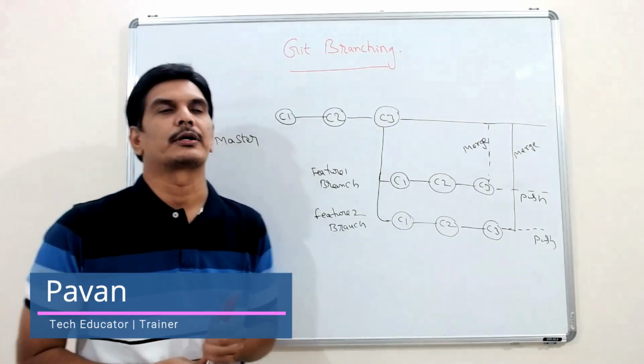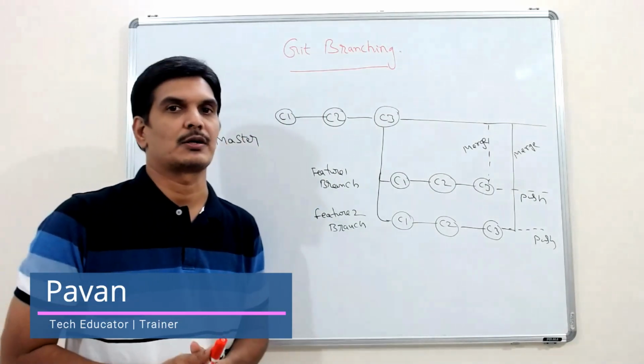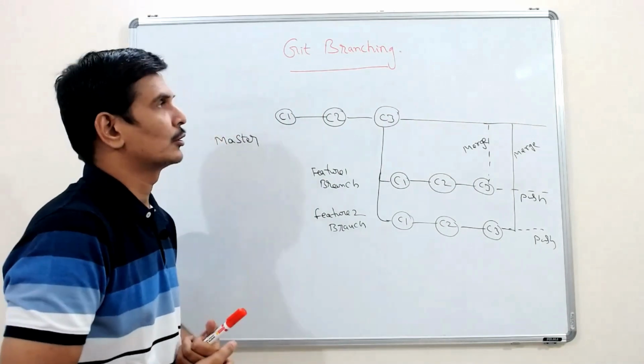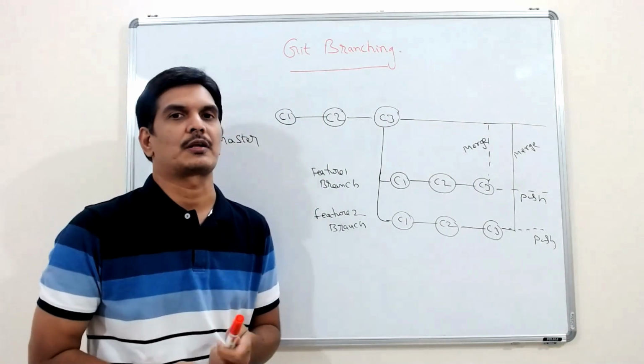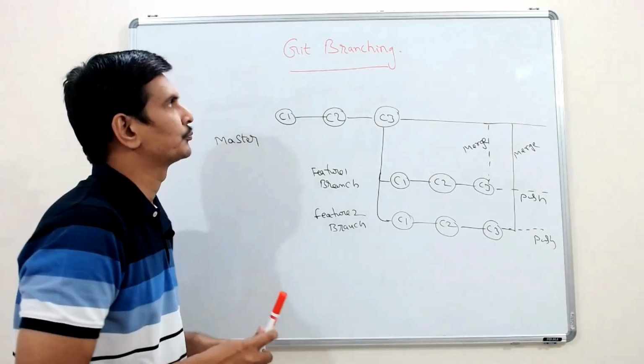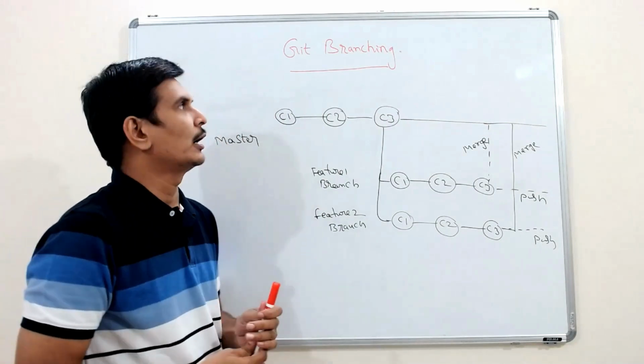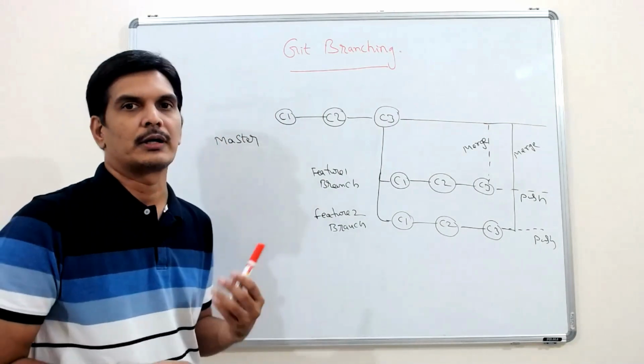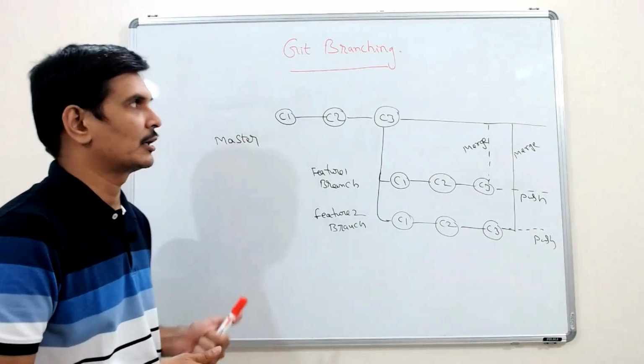In today's video, we are going to see the Git branching concept, which is a very important concept in Git. First, let us understand what branching is and why we need branching, and then we will see practically how we can implement this branching by using Git commands.